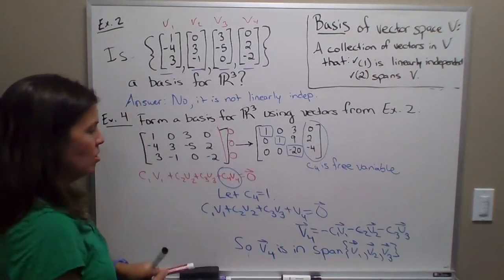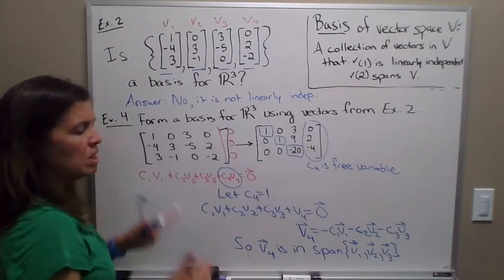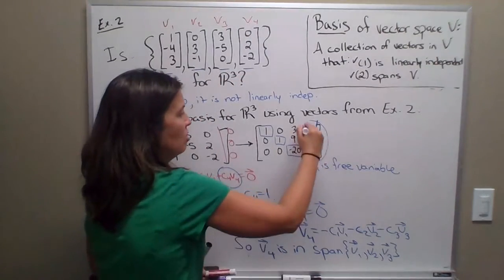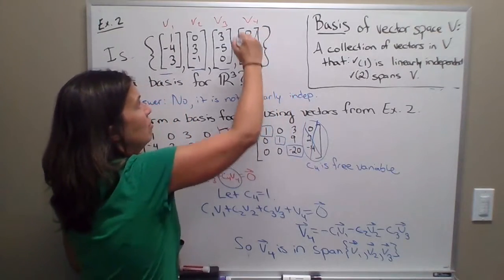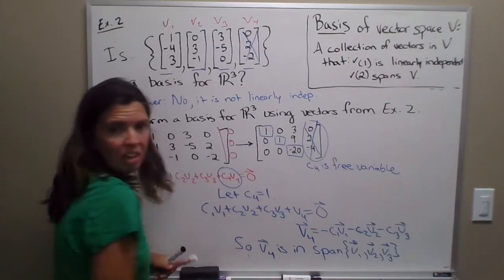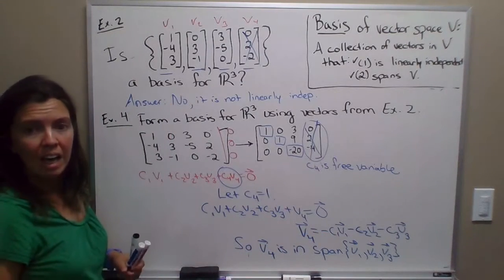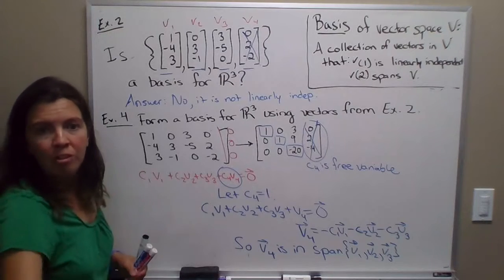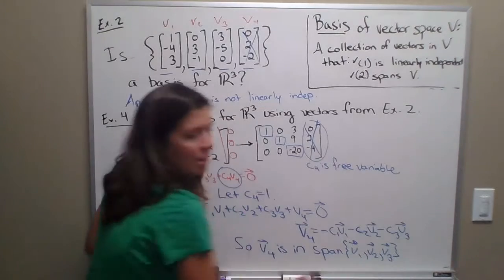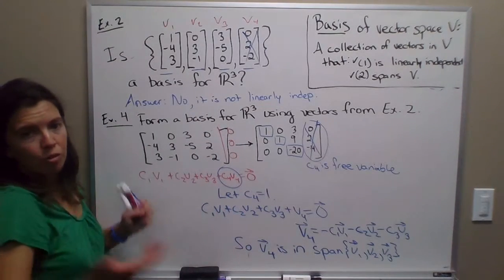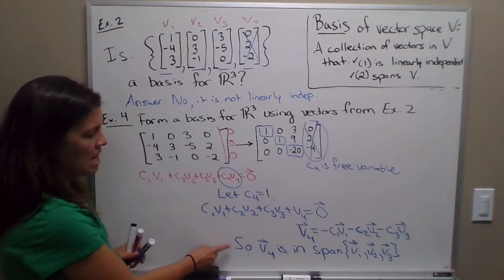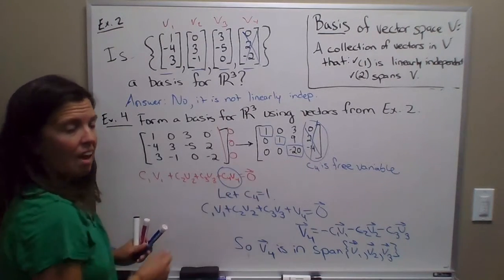Because of that, nothing is lost. When we talk about the span of these vectors, we don't lose anything if we just delete vector 4. If we delete vector 4, nothing is lost from the span because vector 4 was a linear combination of v1, v2, v3 anyway. So any multiple of vector 4 is going to be a multiple of some linear combination of v1, v2, v3, therefore in the span of v1, v2, v3. So like I said, nothing is lost if we delete that last vector.